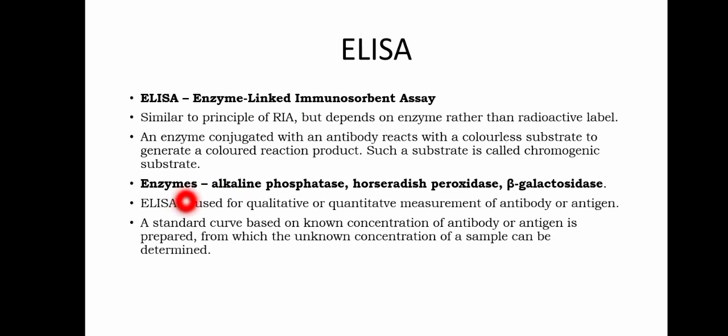The enzymes used in ELISA are alkaline phosphatase, horseradish peroxidase, and beta-galactosidase. This technique is mainly used for the qualitative or quantitative measurement of antibody or antigen. Based on the concentration of antigen or antibody, a standard curve is drawn. A standard curve based on known concentrations of antibody or antigen is prepared, and from it the unknown concentration of a sample can be determined.